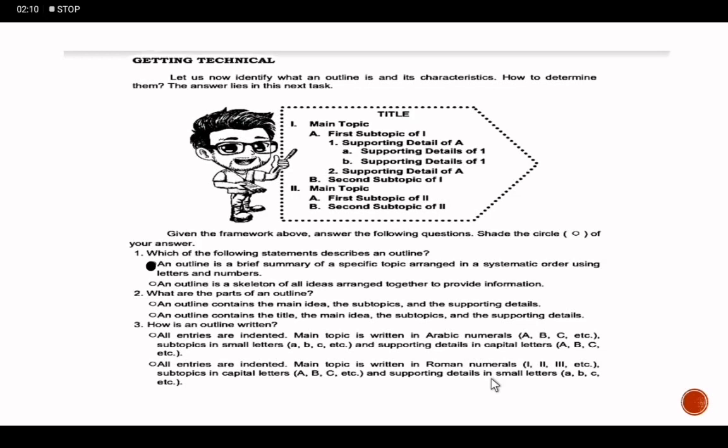Number 2. What are the parts of an outline? The answer? It contains main idea, just like what we can see in our example, subtopics, and supporting details. Number 3. How is an outline written? So, we can see that the entries are indented. The main topic is written in Roman numerals, subtopics in capital letters, supporting details in small letters, and so on.